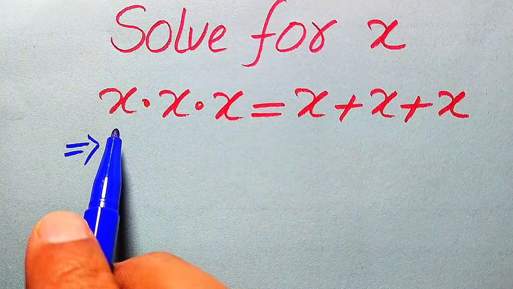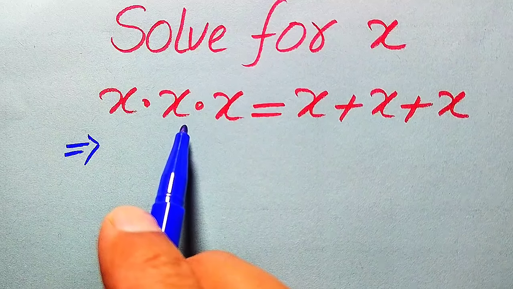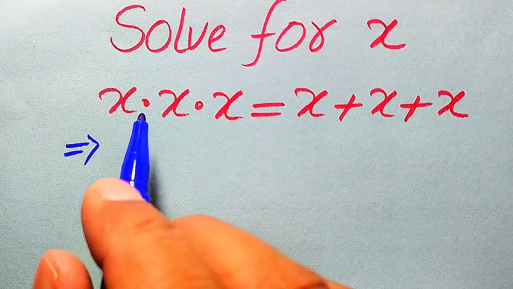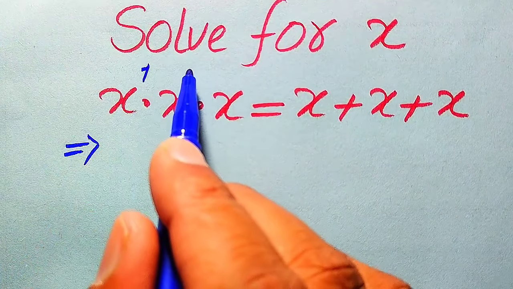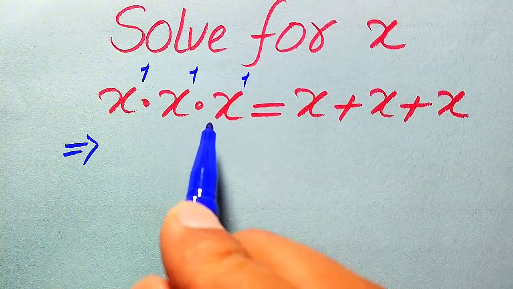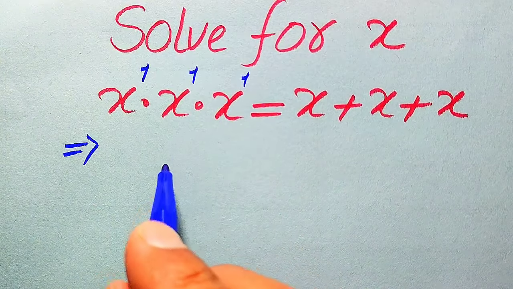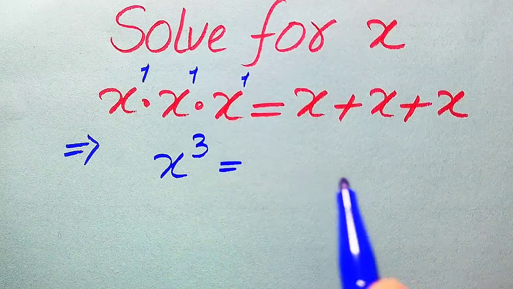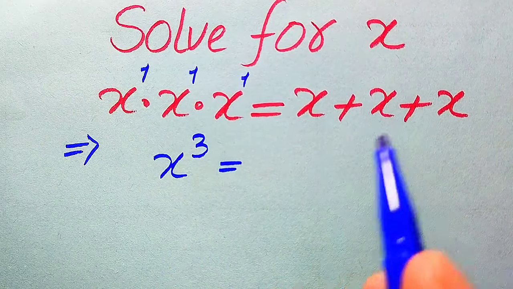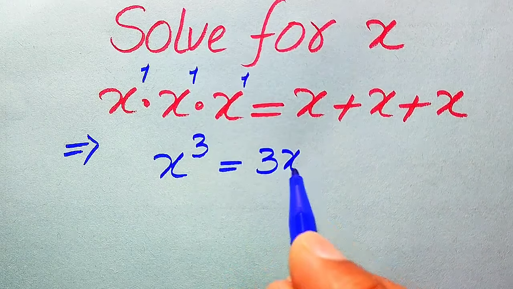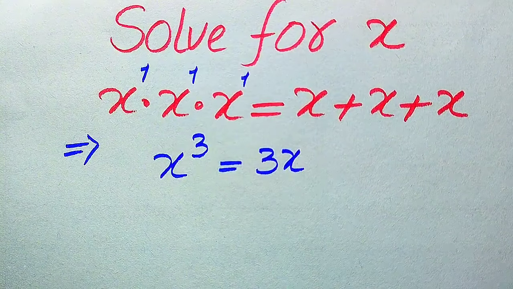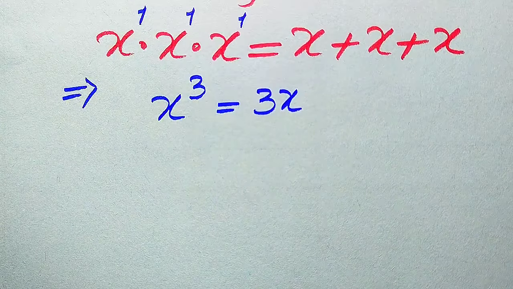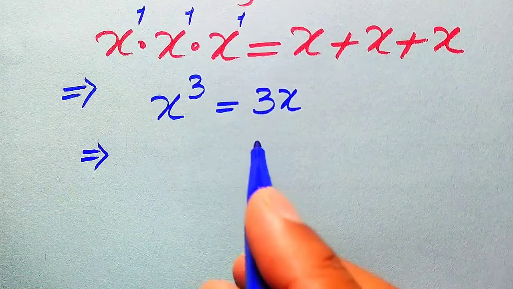You see here in the left hand side, this x is multiplied 3 times. It means that we need to add the exponents of these terms, and you see here the exponent of all of these 3 terms is 1. So after adding this, it becomes x cubed is equal to, this x plus x becomes here 3 times x.